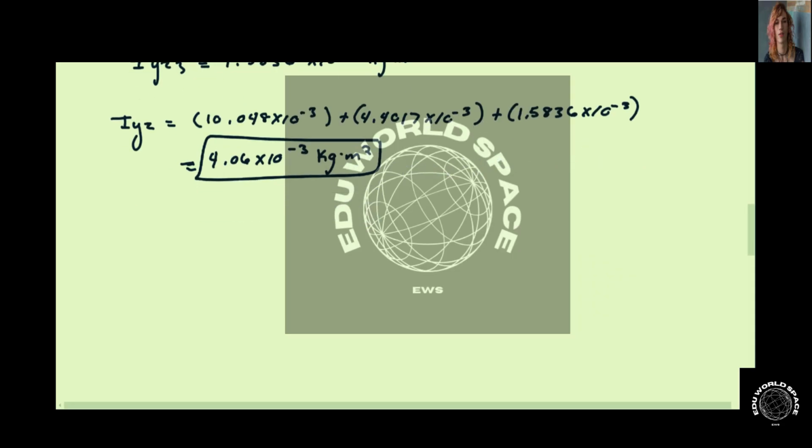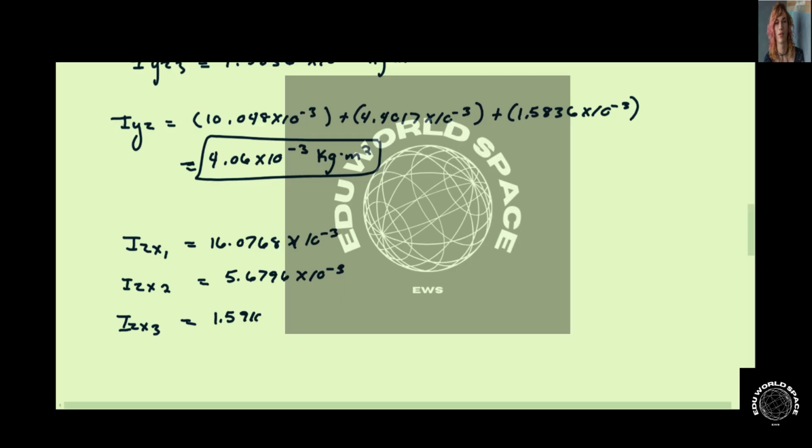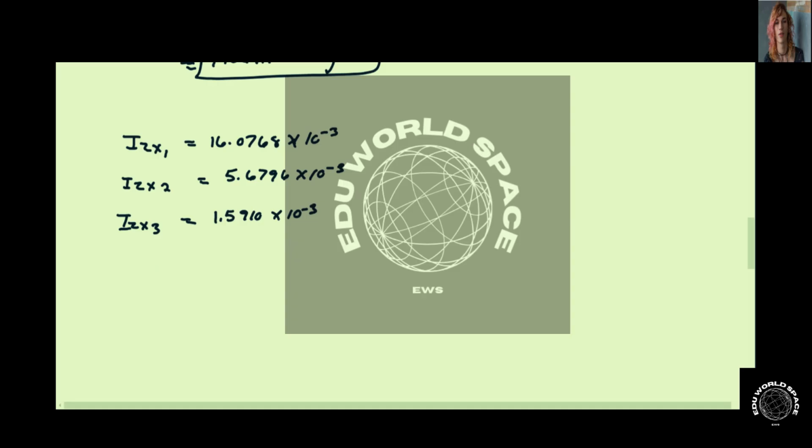And now we just have to do your Z, X. And your Z, X1 is just going to be 16.068 times 10 to negative 3. The second one is just going to be 5.6796 times 10 to negative 3. And your last one is just going to be 1.5910 times 10 to negative 3. And then your total one is just going to be all those added up.